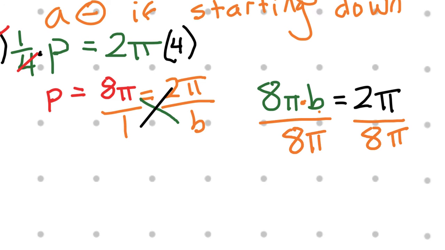What happens when I divide both sides by 8 pi? I want to make sure you know what's going on here. Well, 8 pi gets cancelled out. Beautiful. And then what's left on the left-hand side? B equals 2 pi over 8 pi. There it is, 2 pi over 8 pi. Thank you. Yeah, so we've canceled it out. And one additional step, we're going to simplify this 2 pi divided by 8 pi.